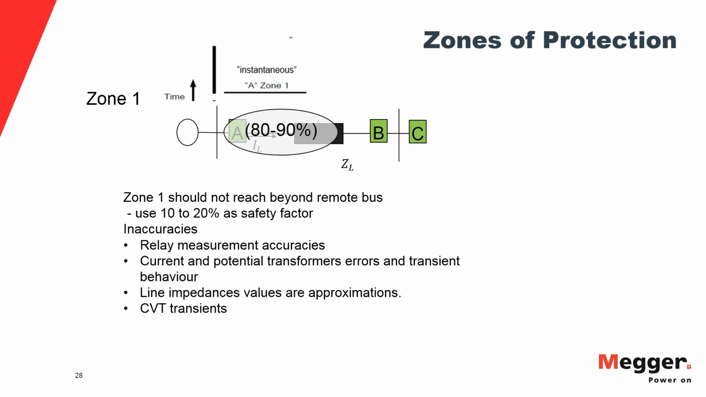So again, zone 1 should never reach beyond the remote bus. It should use that 10 to 20% as a safety factor. The inaccuracies that we have here are basically the relay measurement accuracies. The relays themselves are not 100% accurate. They are designed with an acceptable error of around 3%. Manufacturers make them or try to make them better, but they're not 100% accurate. Then you have those current and potential transformation errors that we just talked about. And then you have the line impedances, and then you have the transients that happen, etc.